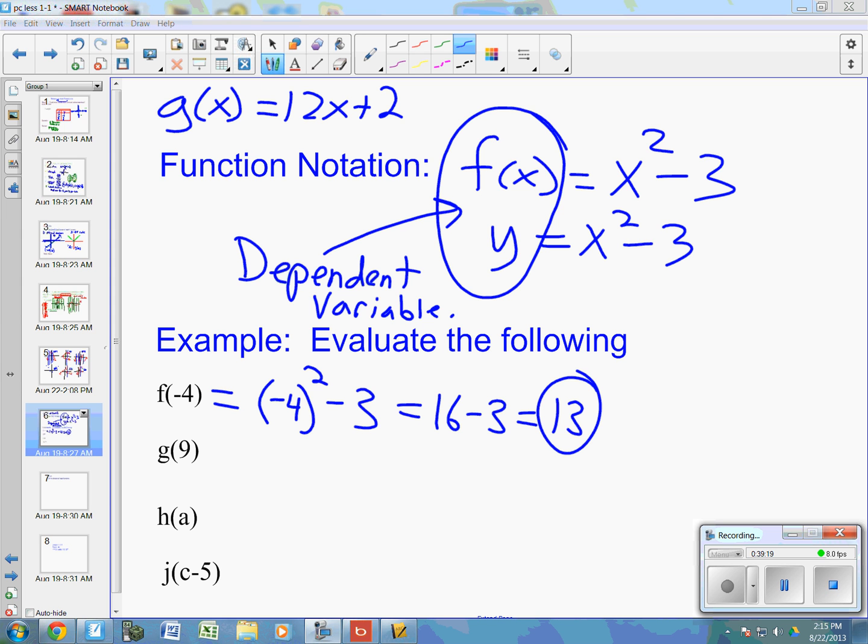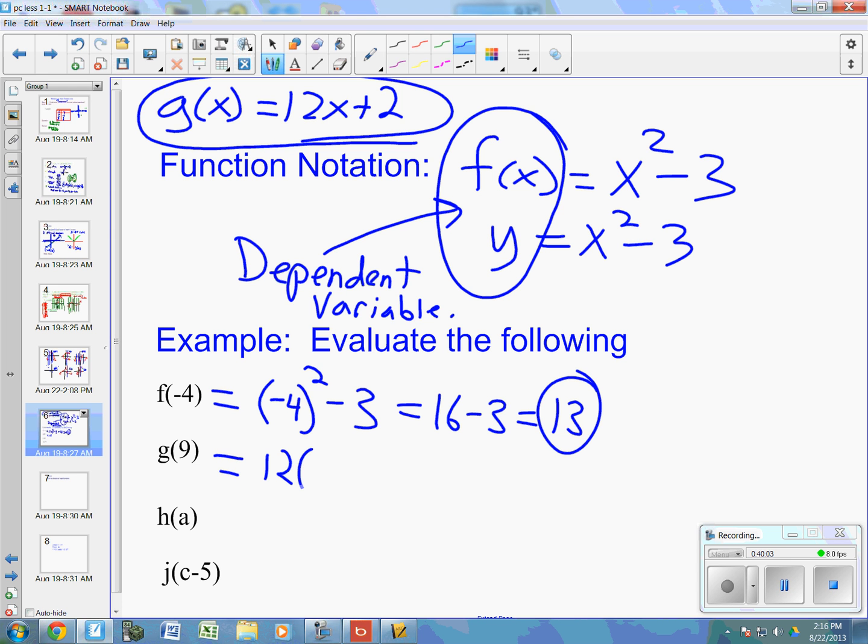Now we're finding g of 9 for the new function. It's right up here. G of 9. Make sure you use function g and not function f. Okay, what'd you guys get? 110. How many of you guys got 110? Okay, because this just means 12 times 9 plus 2. So 12 times 9 is 108 plus 2 makes 110.